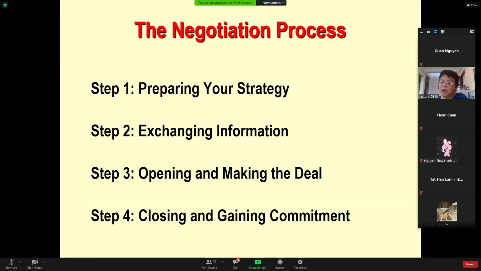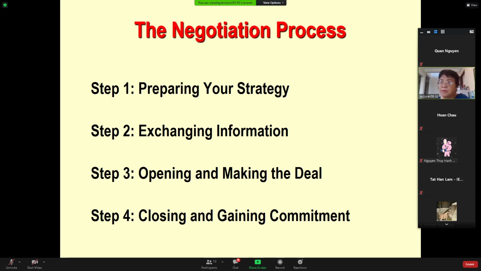Step 3, we open and we make the deal. And then step 4 is closing and gaining the commitment. Remember, a negotiation is successful when we can make the deal at the end. Regardless of how good we are, if both parties cannot agree, a contract cannot be considered a good negotiation.